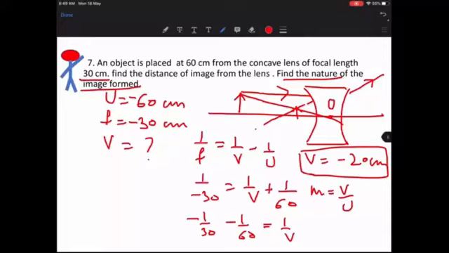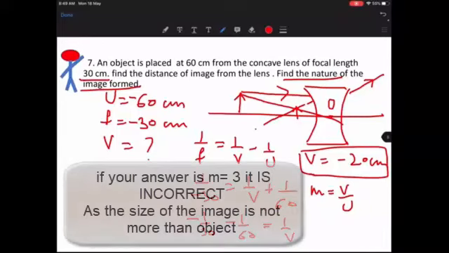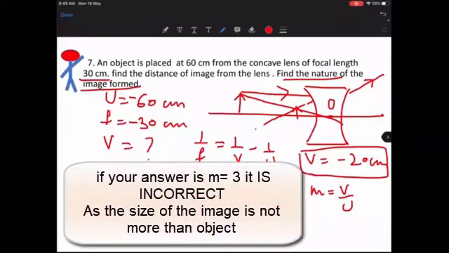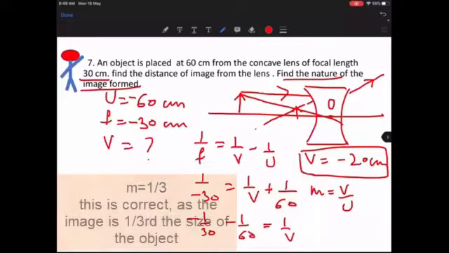Magnification is 3. Can't be 3, because in case of concave lens, whatever answers you are getting, they have to be logical also, right? It can't be 3. 3 means your image is larger than the size of the object. It has to be 1 upon 3. Very good. In the diagram, the image is erect and the image is small.